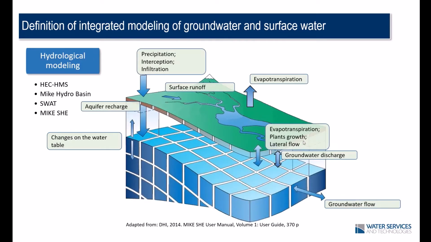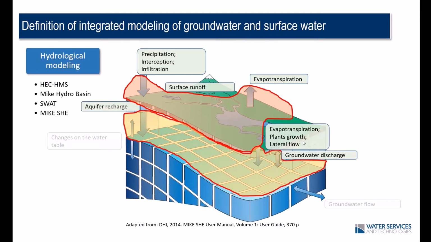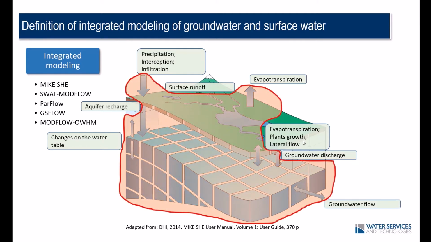If we want to study what happens on the surface, we have hydrological modeling, for example, HMS, MIKE Hydro Basin, SWAT, and MIKE SHE. Again, some models study only what happens on the surface, like HMS, and other models study also what happens in the unsaturated zone, for example, SWAT and MIKE SHE. Finally, for integrated modeling, if we want to study everything, all these interactions, we have MIKE SHE, SWAT-MODFLOW, ParFlow, GSFlow, and MODFLOW-OWHM, and all of these models study all these interactions.